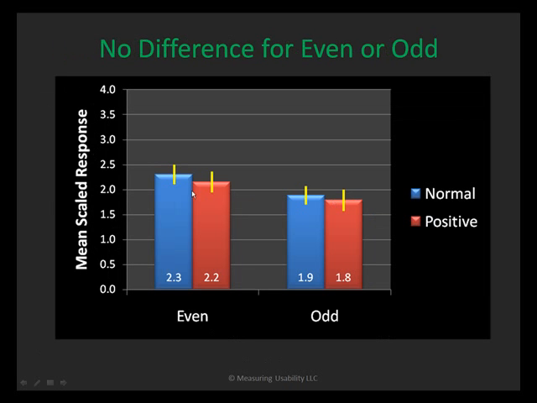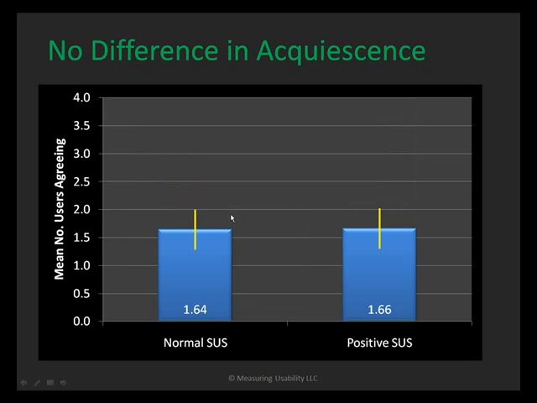We also saw no difference for the even and odd items. They were within 1/10 of a point of each other, and again you can see the confidence intervals have a strong overlap, showing no significant difference between the original or normal SUS and the all-positive version of the SUS. We also saw no difference in that acquiescent bias between users, between the normal and the positive SUS. Again, strong overlap.